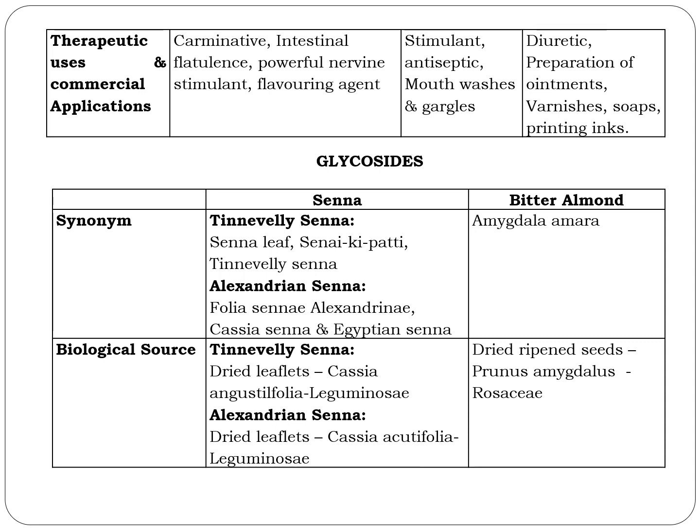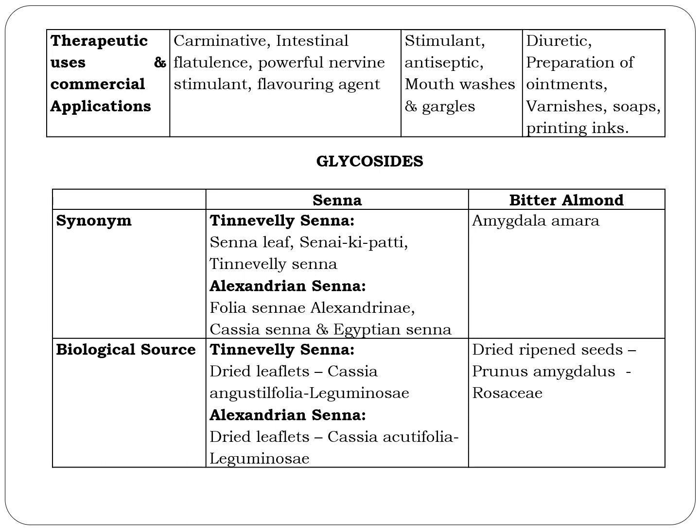It is commonly of two types, Tinnevelly senna and Alexandrian senna. Tinnevelly senna is commonly called senna leaf, Sennaiki patti, Tinnevelly senna. Alexandrian senna is commonly called Folia senna, Alexandrine, Cassia senna and Egyptian senna. Tinnevelly senna is the dried leaflets of Cassia angustifolia, while Alexandrian senna is the dried leaflets of Cassia acutifolia, both belonging to the family Leguminosae.